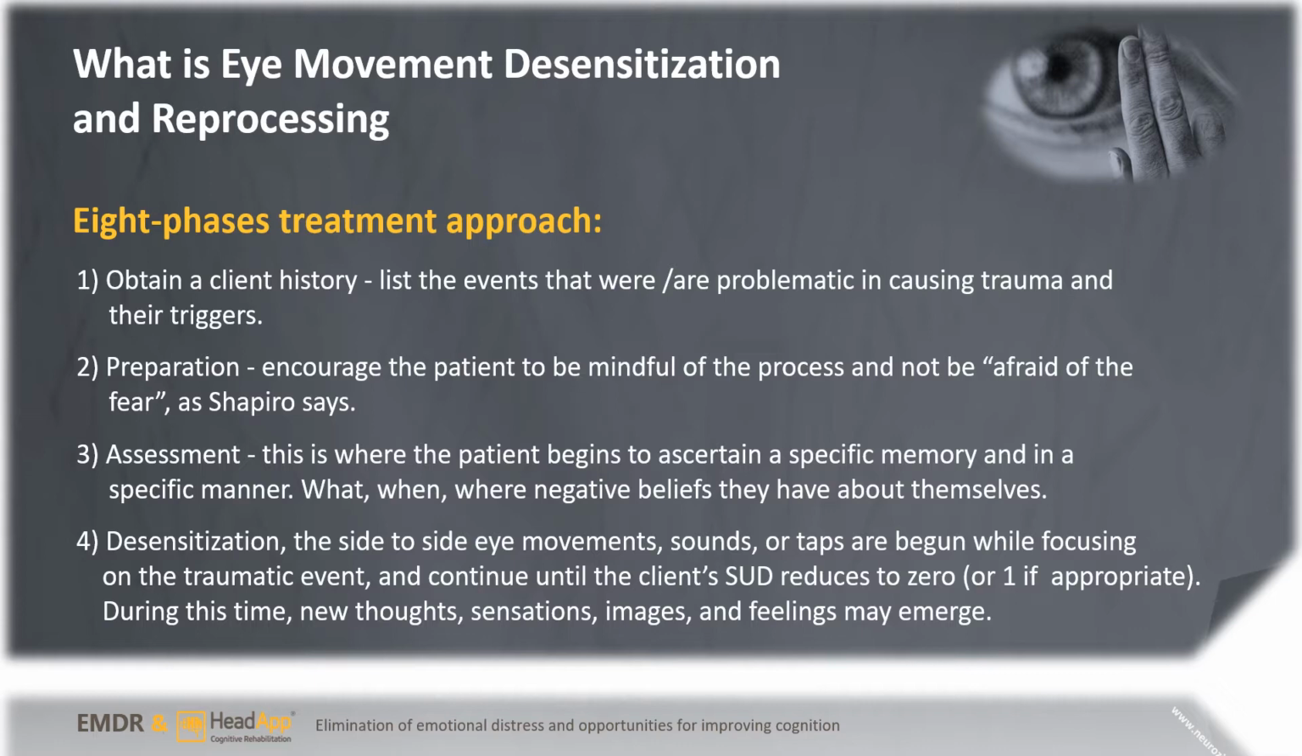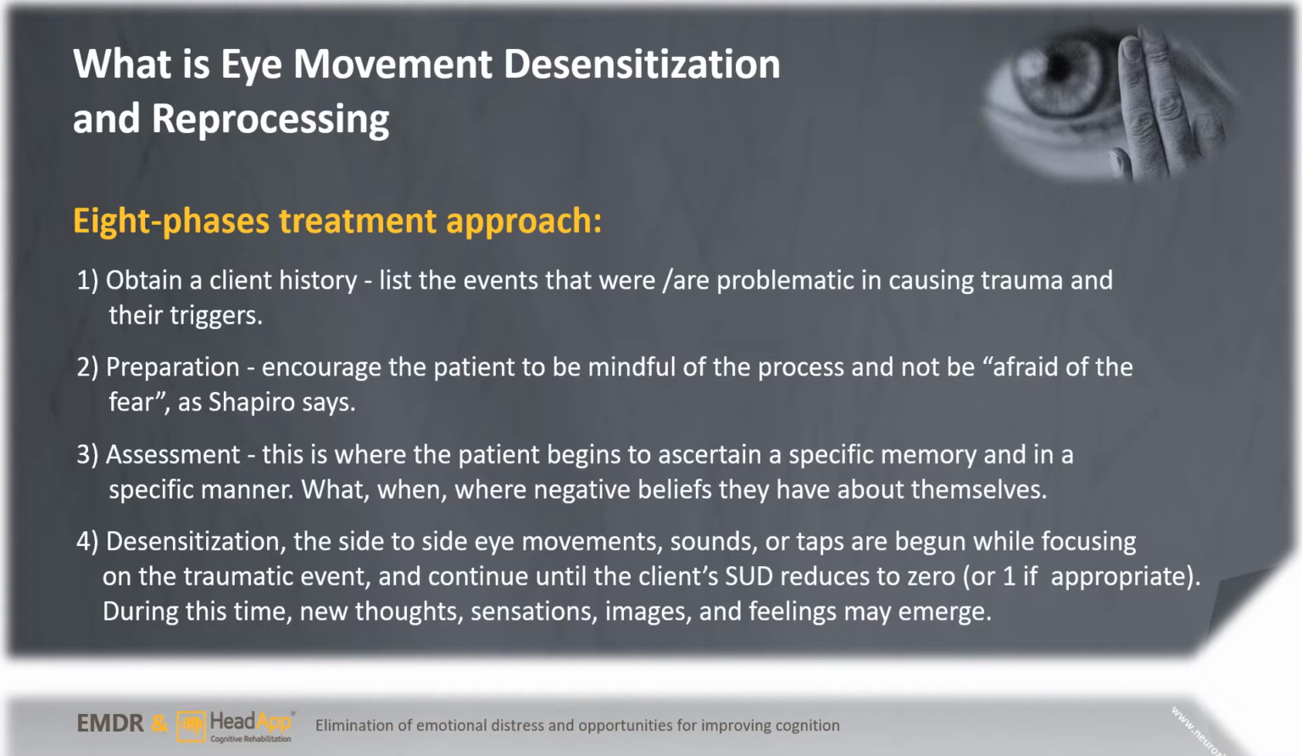First phase, obtain a client history as you would with any clinical situation. List the events that were and/or are problematic in causing trauma and triggering those events. Number 2, preparation. And there we encourage the patient to be mindful of the process, but at the same time not be afraid of the fear, which we will be resolving during that session. 3, assessment. This is where the patient begins to ascertain a specific memory and in a specific manner. So it becomes the what, when, where, negative beliefs they have about themselves because of the trauma.